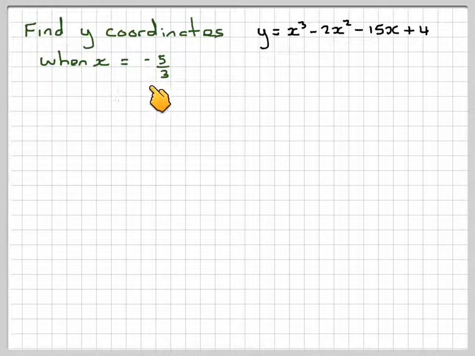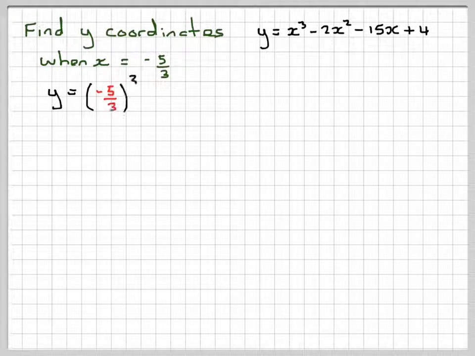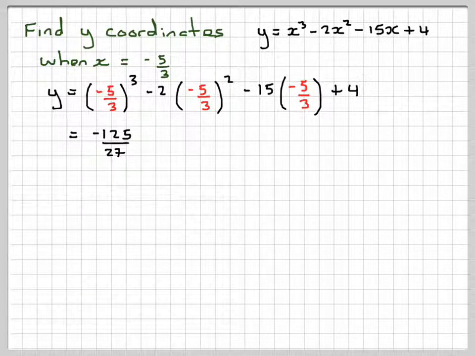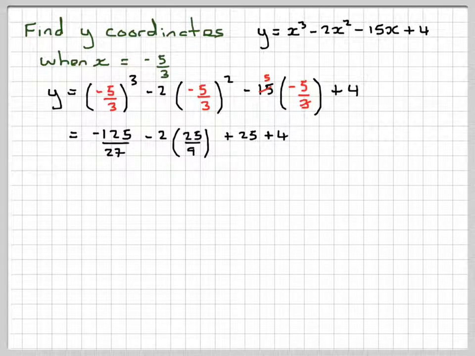when x is equal to minus 5 over 3, we substitute in minus 5 over 3 cubed minus 2 times minus 5 over 3 squared minus 15 times minus 5 over 3 plus 4. If we need to cube this, we get minus 125 over 27. Minus 5 squared is 25, so we get minus 2 times 25 over 9. Here, the 3 and the 15 will cancel, so we get 5 times minus 5 times 5, which is plus 25, plus 4.